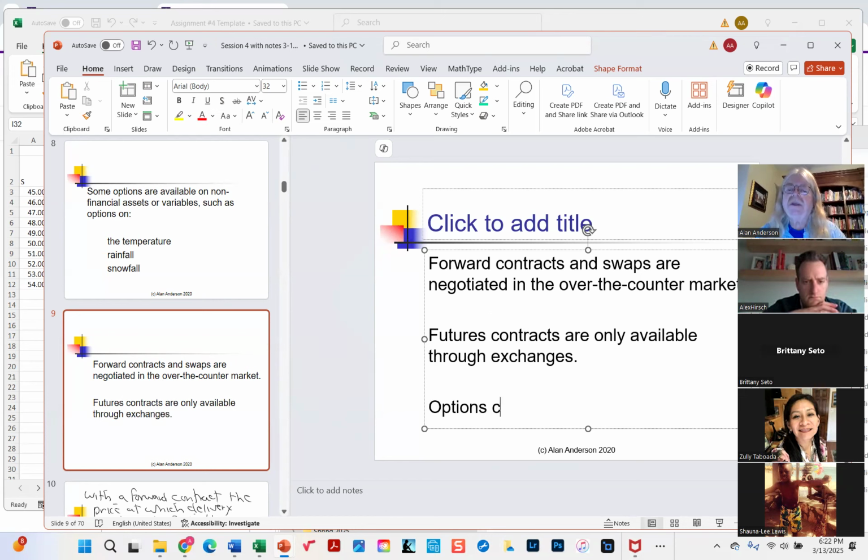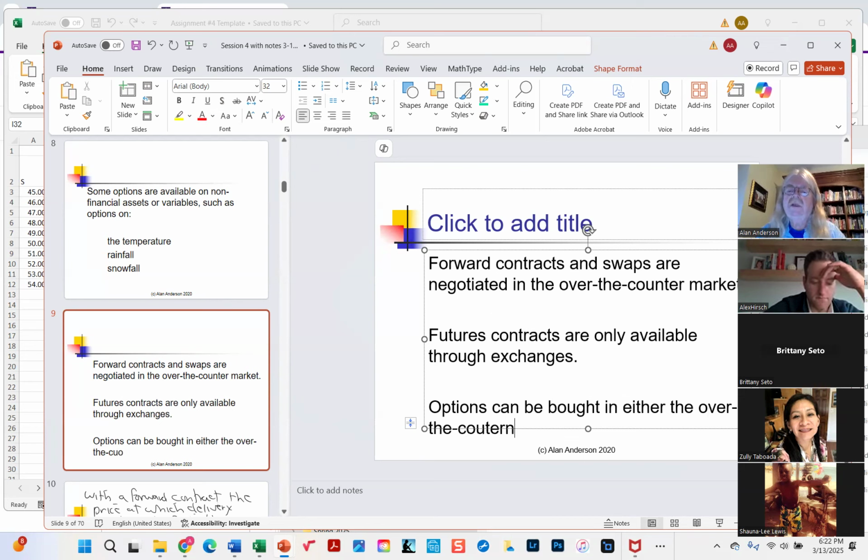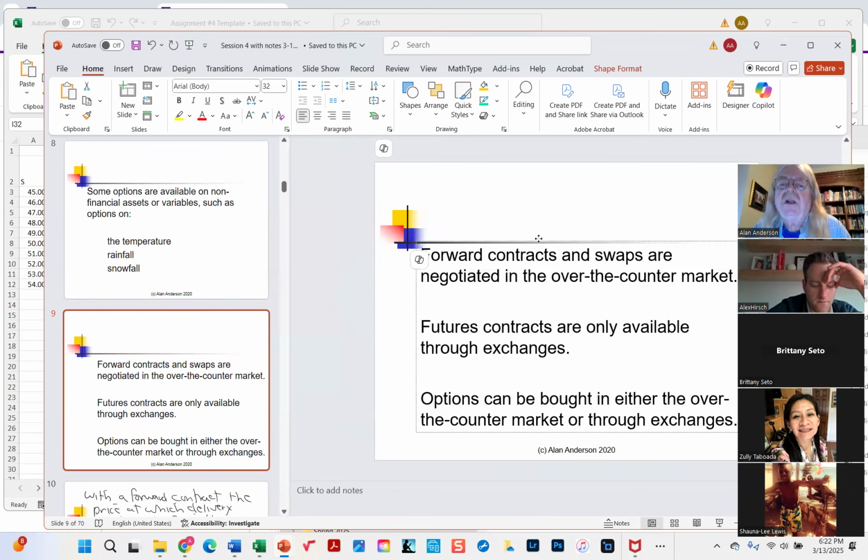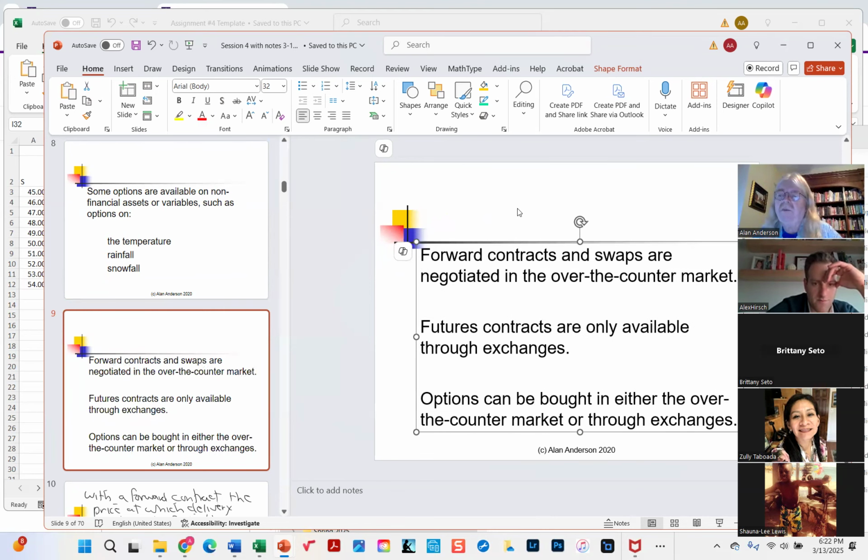Options, on the other hand, can be bought in either market, in either the over-the-counter market or through exchanges. And that's another way in which options are unique. So the ones that you see here that seem a little strange, like options on the temperature, those are negotiated in the over-the-counter market because they're very, very specialized. They're designed for a single user's needs.